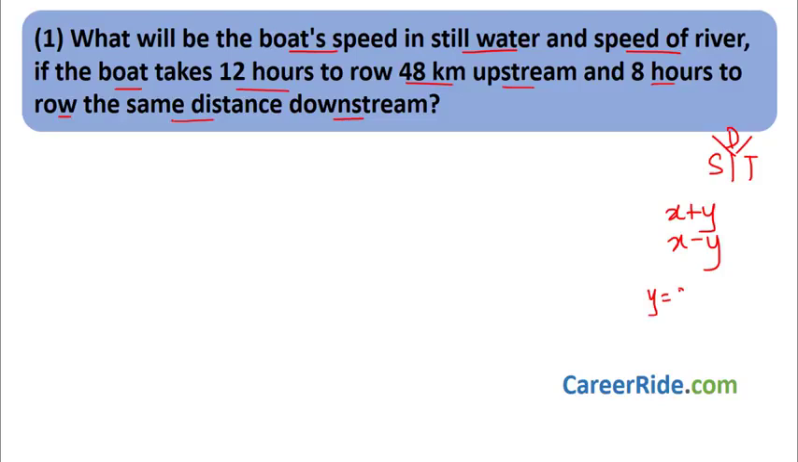Okay, so now what is y? Y is nothing but speed of river, right? And what is x? X is nothing but the speed of boat, right? These are speeds. Now speed of boat or speed of man, whatever it is, is generally given in still water. So x is nothing but speed of boat in still water. It is not the speed of boat in running water. We never consider the speed of boat in running water. We generally consider speed of boat in still water. So x is speed of boat in still water, y is speed of river.